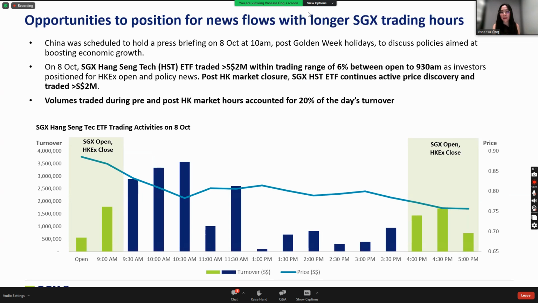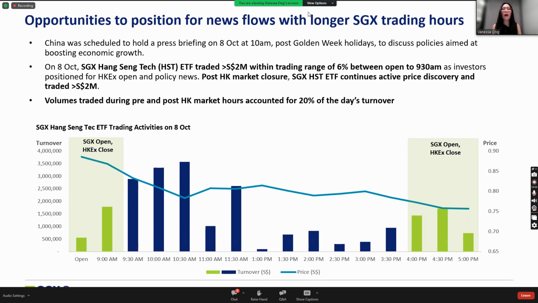And on that same day, we saw the Hang Seng Tech ETF trade actively both before and after the Hong Kong market opened. So the SGX market, as highlighted in green, opens at 9, and the Hong Kong market opens at 9:30. And within this short 30 minutes window, we saw the Hang Seng Tech ETF generate more than 2 million of turnover while maintaining a wide trading range of 6% to allow investors to position for the news at 10 a.m.